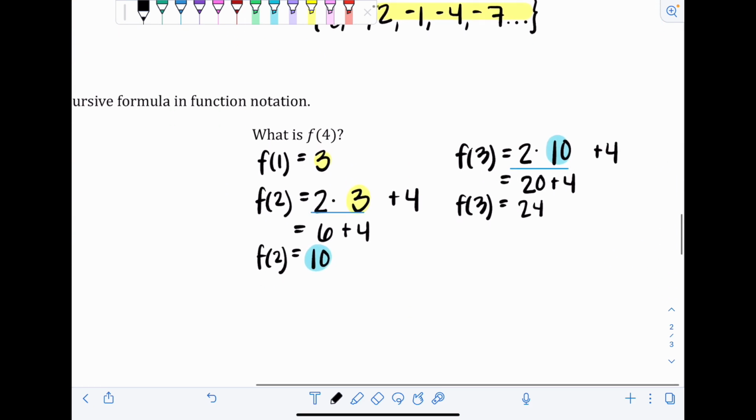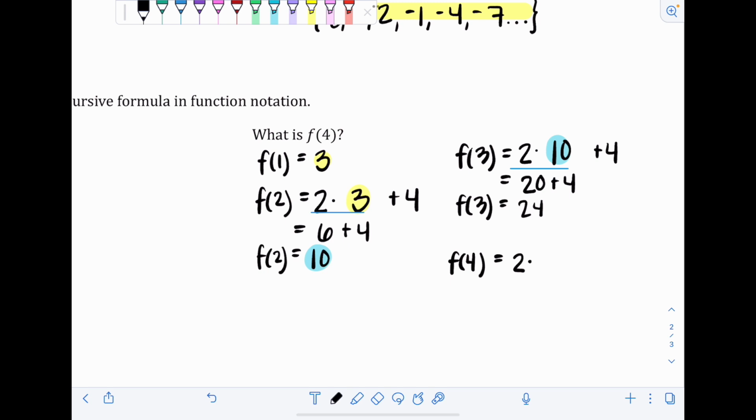And then we just need to go up until f of 4. So this is the last one. So f of 4, and I'm just going to rewrite the rule again. The rule is 2 times f of n, and then plus 4. And f of n is the previous term. So my previous term was 24, so I'm just going to put the 24 in where the f of n is. So times 24, and then 2 times 24 is 48. I have to multiply first before I add, and then plus 4. So f of 4 equals 48 plus 4 is 52.